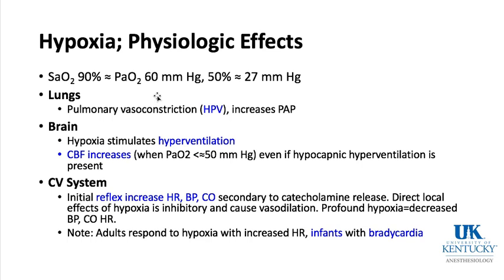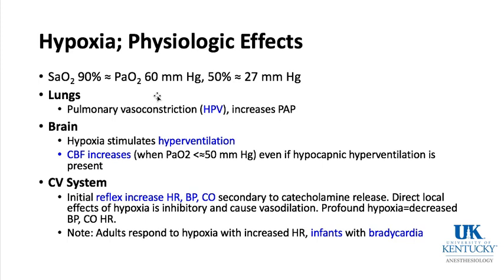And the example is a traumatic brain injured patient whose ICP you're trying to control by hyperventilation, but if they're concomitantly hypoxic, let's say from chest trauma, you're going to have a really hard time controlling their ICP because hypoxia increases cerebral blood flow and can increase intracranial pressure in that situation.